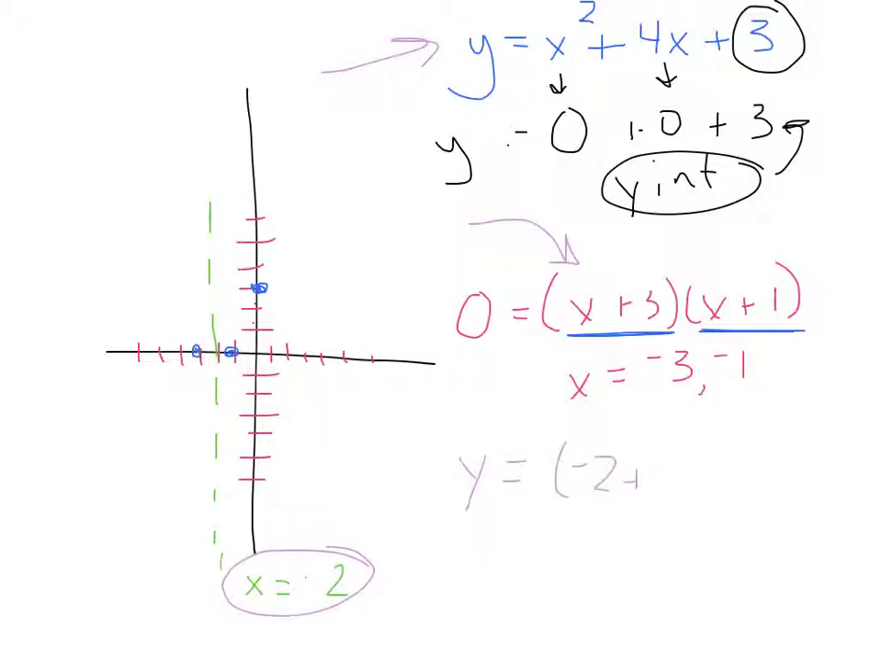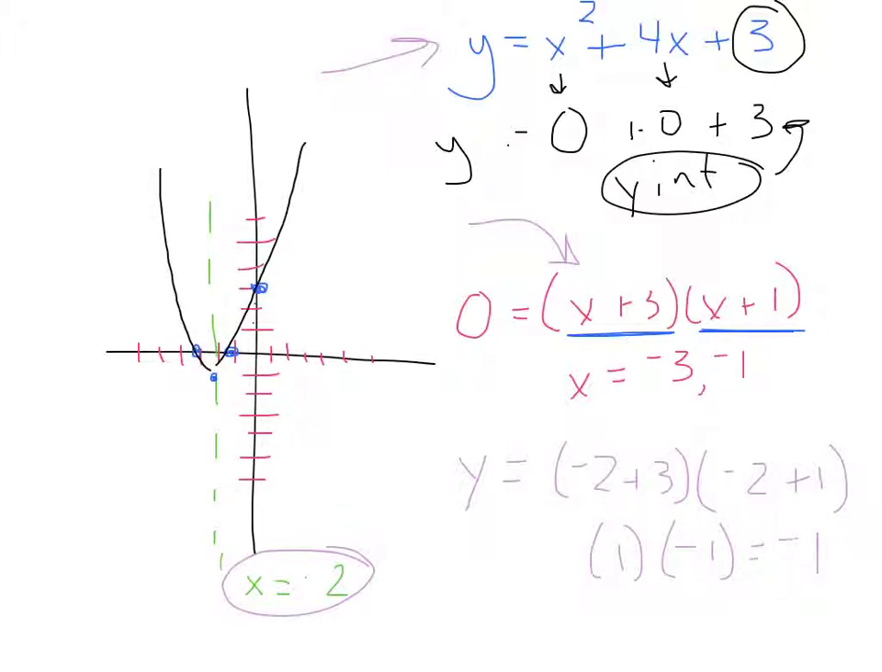So I have negative 2 plus 3 times negative 2 plus 1. That leaves me with 1 times negative 1, or negative 1. So that means that I also have this point here, this vertex of negative 2, comma, negative 1. So what I'm going to do now is just connect those different points, and that's what my parabola looks like, roughly. It would look a lot nicer if I used GeoGebra instead of by hand.